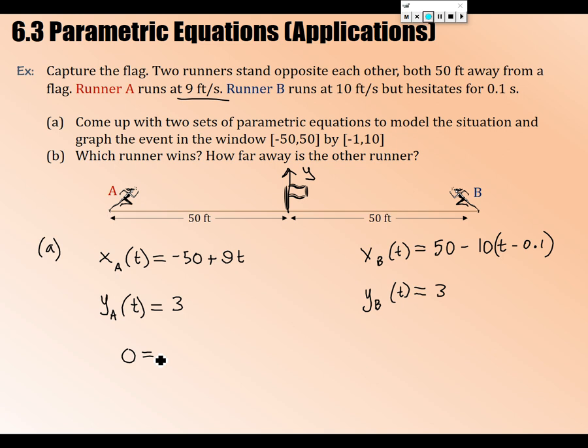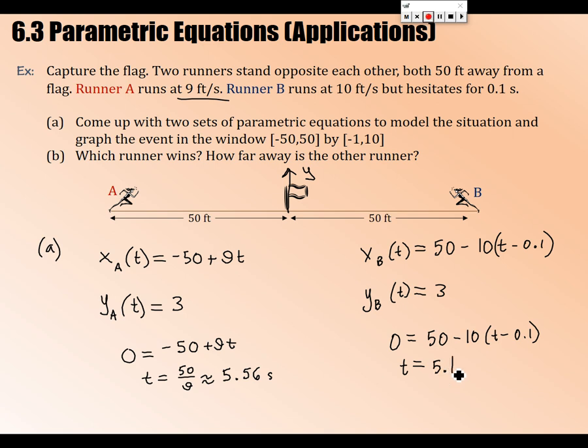Find out when this runner is at position 0 for X, right? So figure out what that is, and over here, figure out when runner B hits an X value of 0. So solve for both of those here. So here we get 50 over 9, which is approximately 5 and change, 5.56 seconds about. And over here we get exactly 5.1. If you plug 5.1 in, right, you get 0.